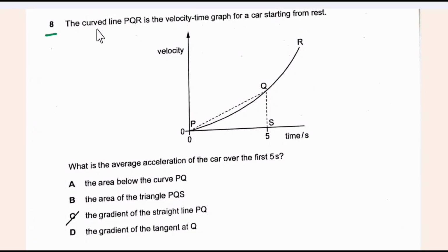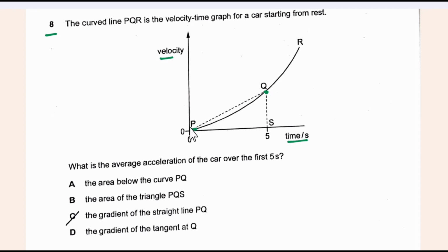Question number 8. The curved line PQR in the velocity time graph of a car starting from rest. So this is PQR, and this represents the acceleration, since the gradient of a velocity time graph is the acceleration and the area under the velocity time graph is the displacement. So what is the average acceleration of the car over the first 5 seconds? That is from P to Q, what is the average acceleration?